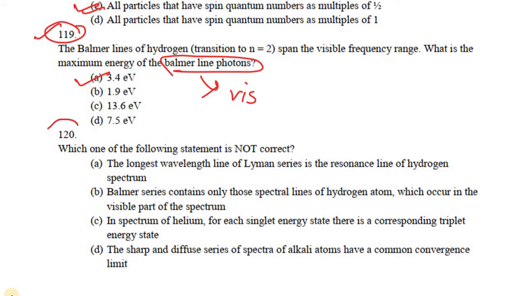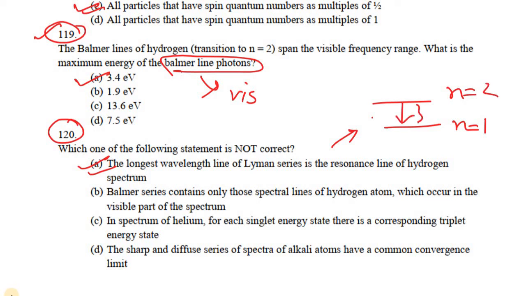So the next question is 120. Which of the following statements is not correct? The longest wavelength line of the Lyman series is the resonance line of the hydrogen spectrum. This is a true statement, because the longest wavelength line is the most intense line. This happens in the Lyman series when n equal to 2 falls to n equal to 1. This is the brightest line and it is called the resonance line, and its wavelength is the longest, from 2 to 1.